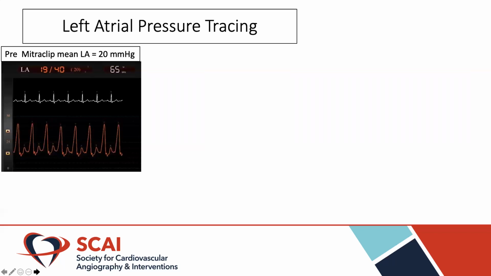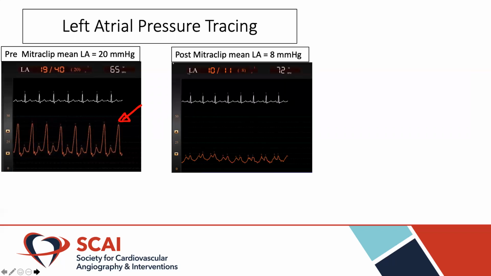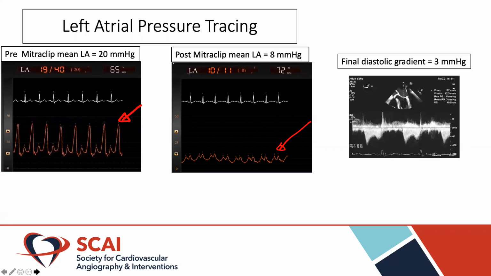With regards to the invasive hemodynamics at baseline, mean left atrial pressure was about 20 millimeters of mercury with V waves up to 40 millimeters of mercury. After the deployment of the single MitraClip, mean left atrial pressure came down to 8 with a V wave in the left atrium of about 11 millimeters of mercury. The final diastolic gradient is 3 millimeters of mercury. This is the TEE transmitral mean diastolic gradient across the mitral valve.